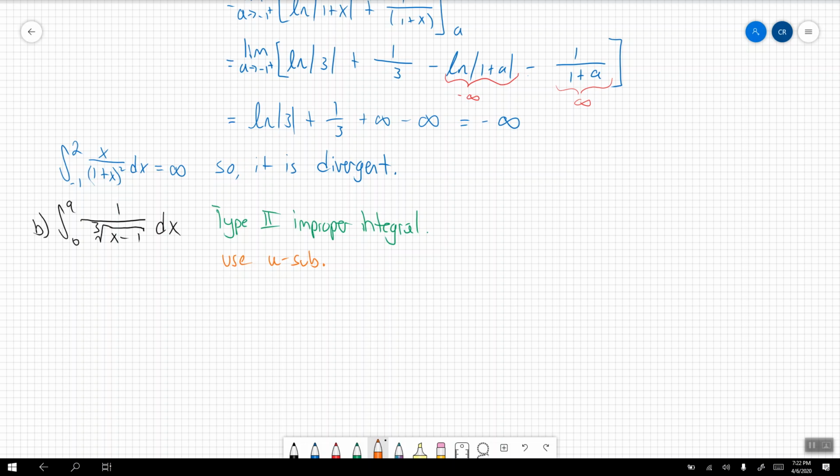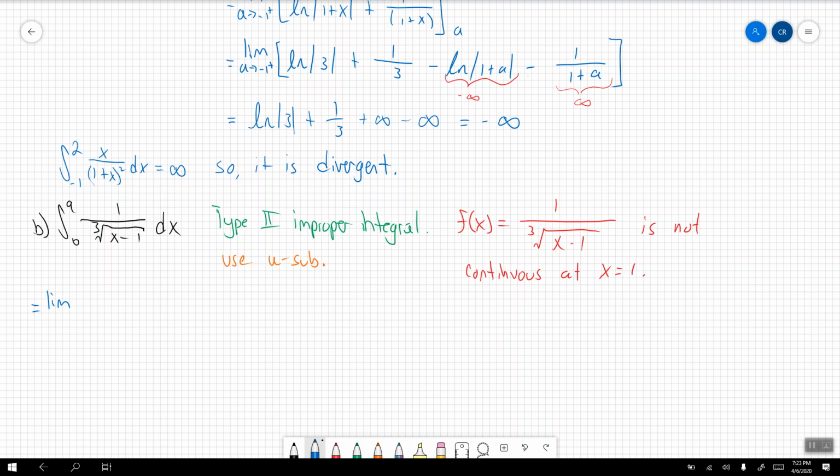Now, the reason I say it's a type 2 improper integral is that the function f of x equals 1 over the cube root of x minus 1 is not continuous at x equals 1, and x equals 1 is within that interval from 0 to 9. So how do we alleviate this? Well, we alleviate this by using the limit argument.